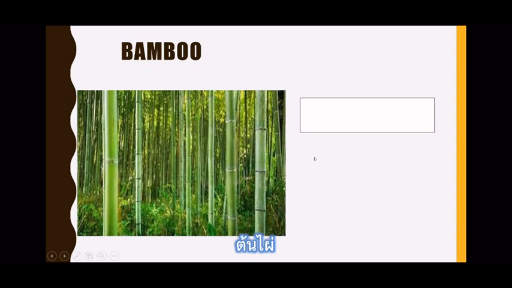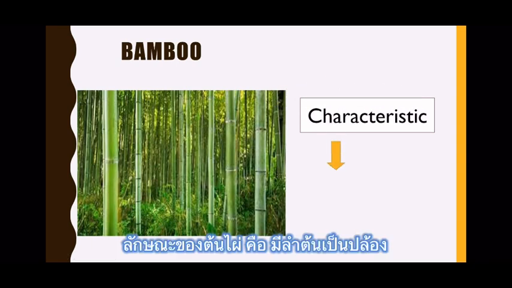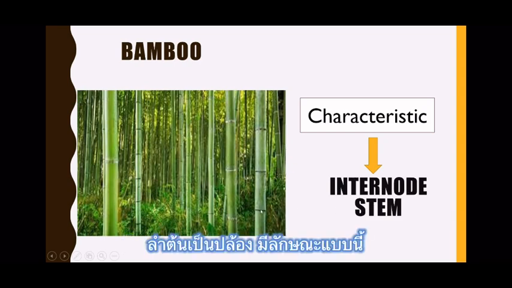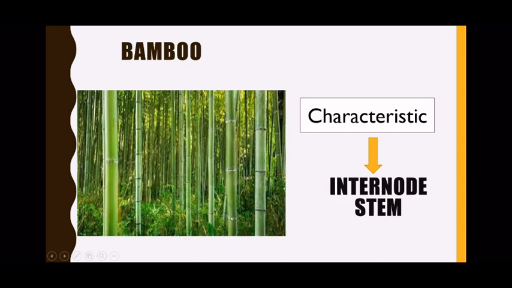Another one here, we have bamboo. The characteristic of the stem of the bamboo is internode stem. Internode stem looks like this. Looks like there is a barrier. This is called internode stem.